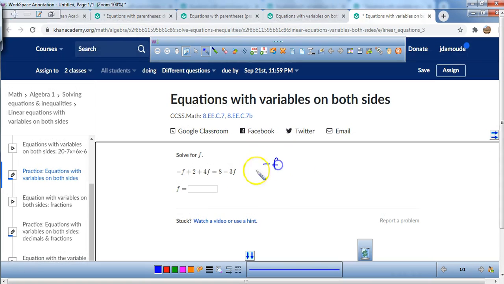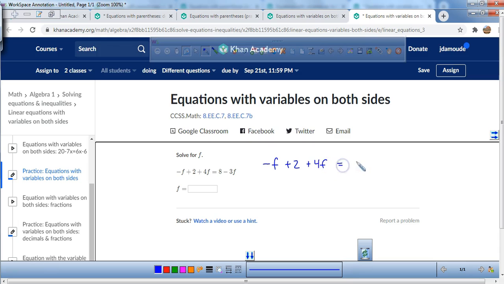We have negative f plus 2 plus 4f equals 8 minus 3f. Now what I'd like to do when I'm solving an equation, I'm just teaching somebody to begin with, is I want you guys to understand where the equal sign is. Okay? Alright, so I'm going to go over here.